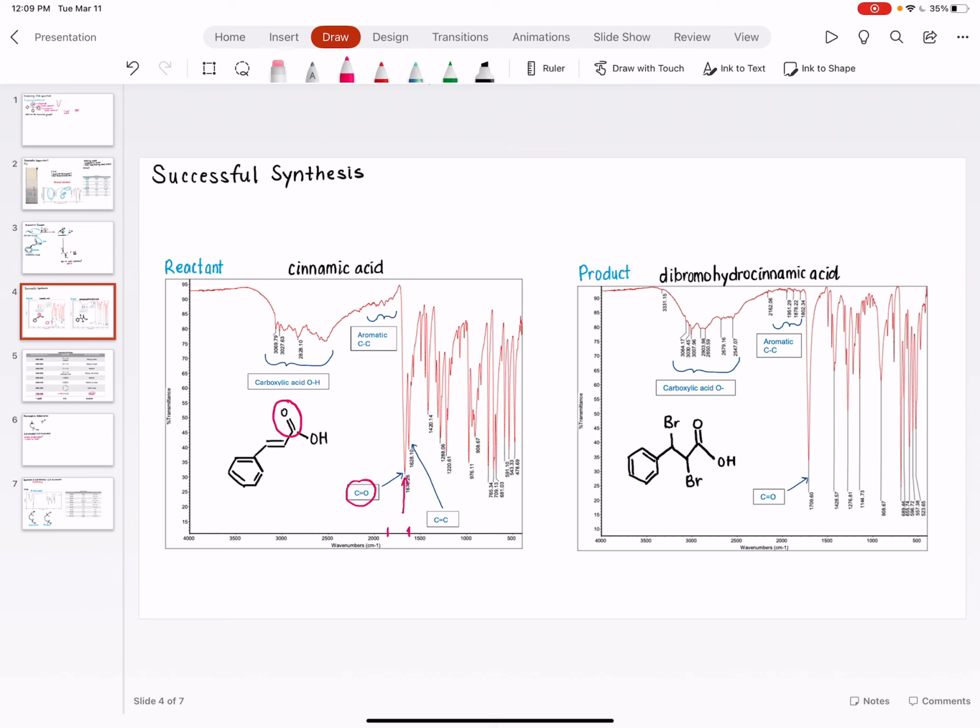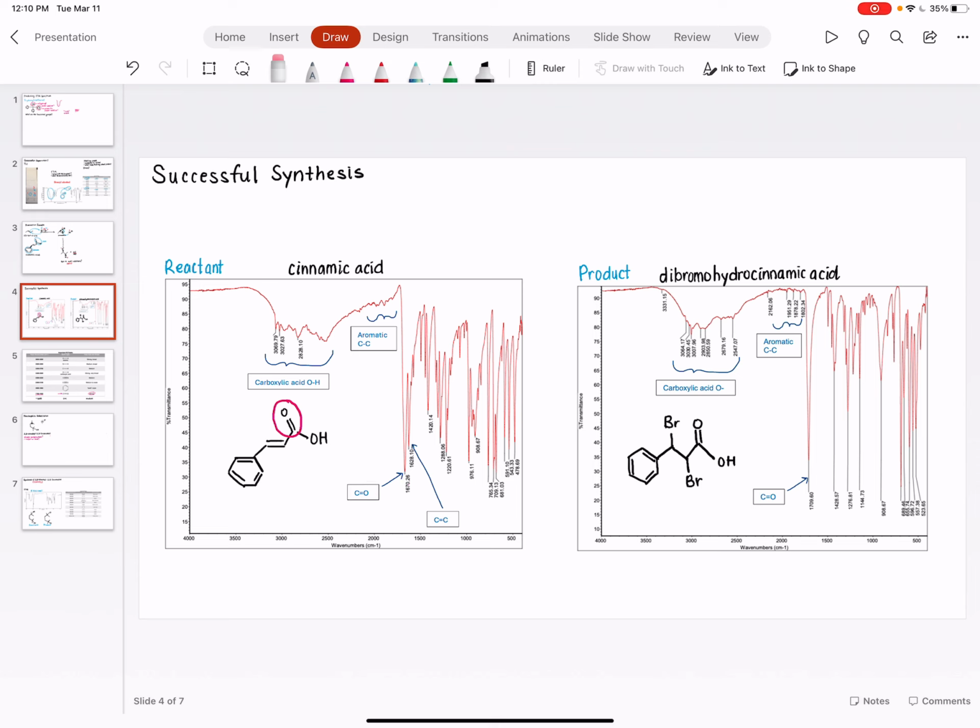So now, looking over at our product, do we have a CO double bond? We have a carboxylic acid, so the answer is yes, we have to have that CO double bond. So 1,780 to 1,650. If I look up, there it is. Very, very strong, very distinct CO double bond. So that is what we expect, and that's what we see, so that's great.